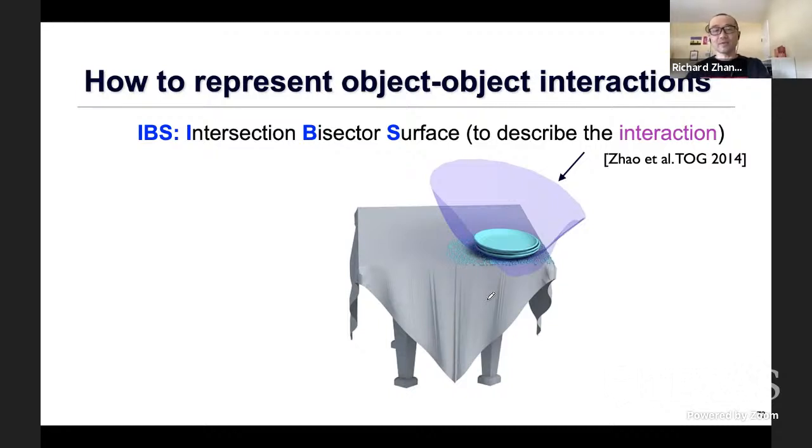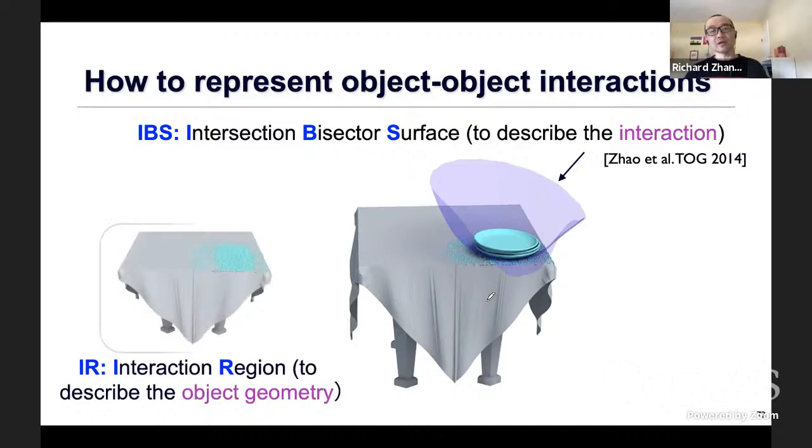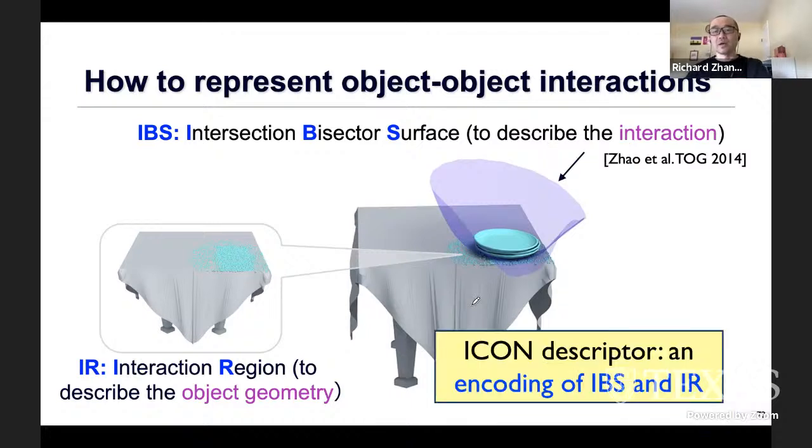So that's IBS. And in addition, we also care about the object geometry near the region of interaction, right? So we have some descriptions which is called IR, which is interaction region, to model the object geometry. And we combine IBS and IR into the icon descriptor to model the interaction between an object with another one.